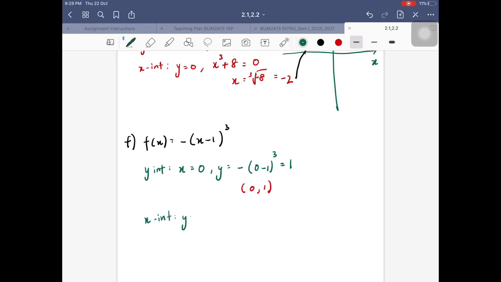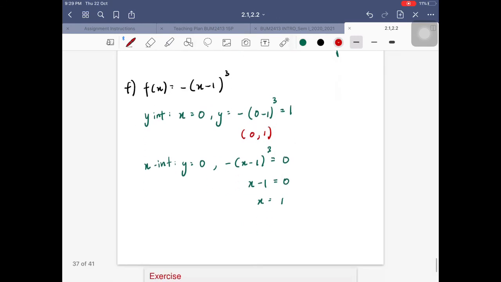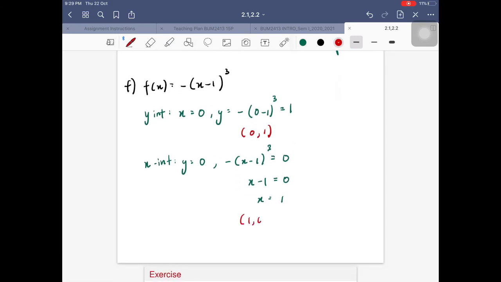And the x-intercept, on the other hand, will occur when y is equal to 0. So I set the whole thing equal to 0. So negative (x minus 1) cubed equals 0. So x minus 1 is equal to 0. So x, the value is going to equal 1. So my coordinate is going to be (1, 0).